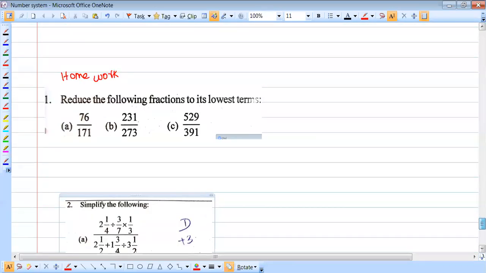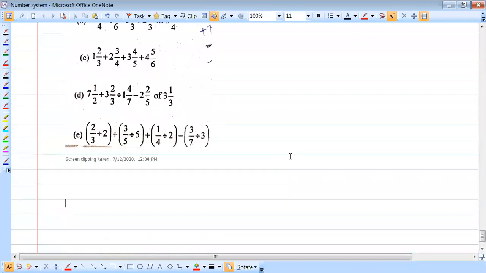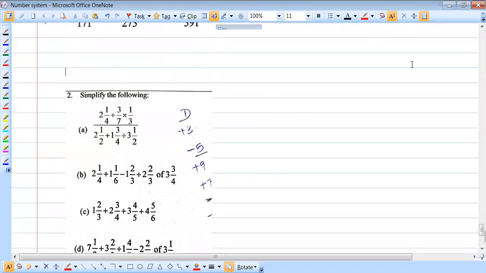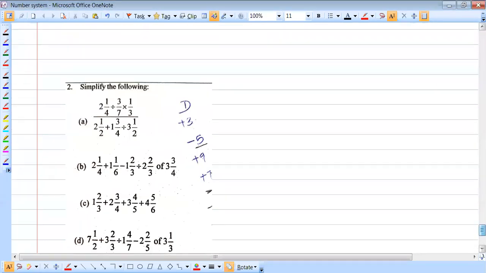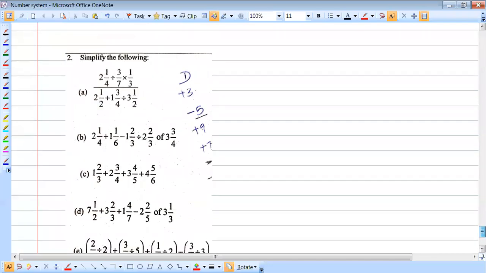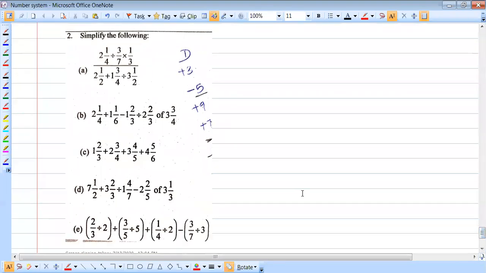This is homework number 1, and this is homework number 2. Take a screenshot. Actually, these writings are not necessary.